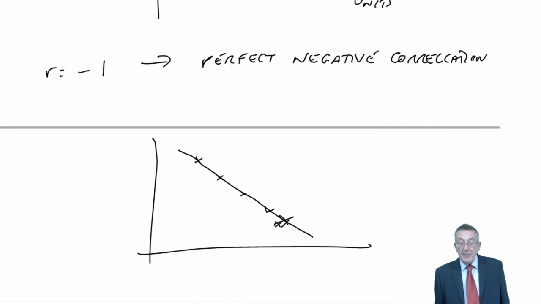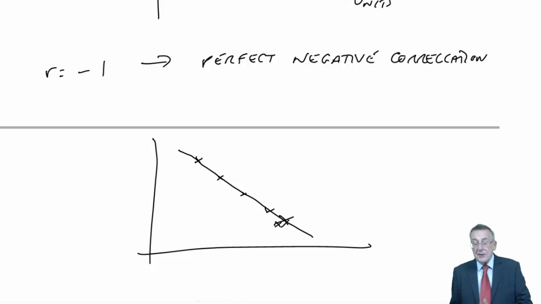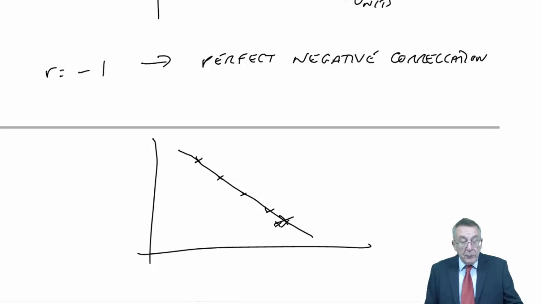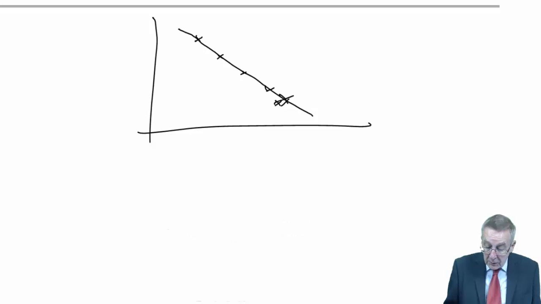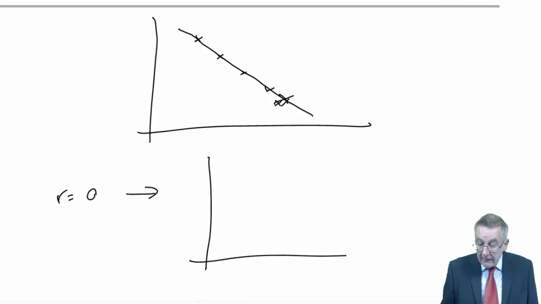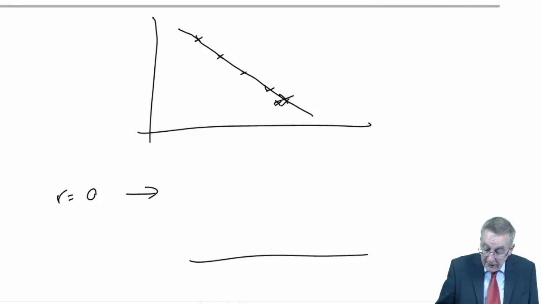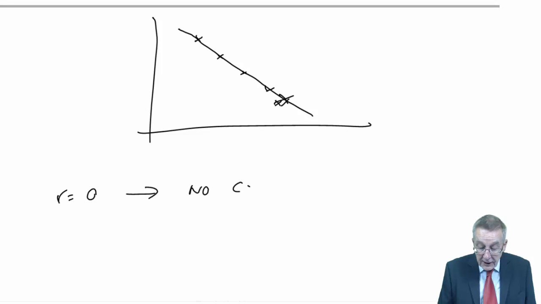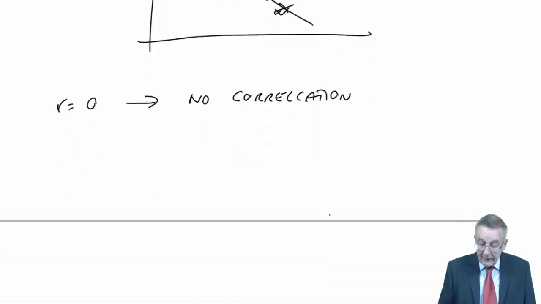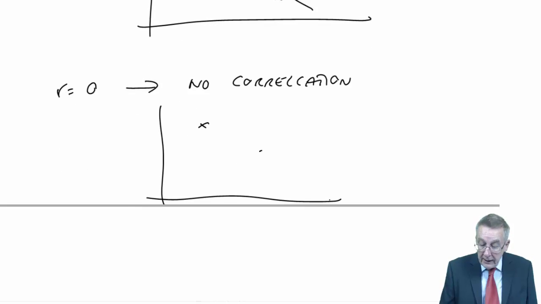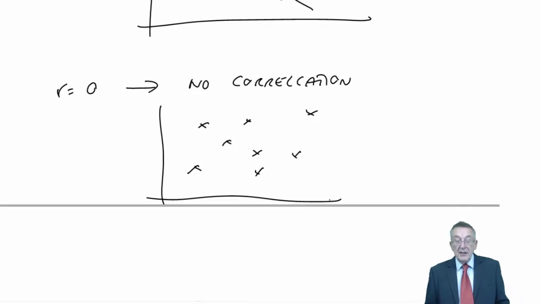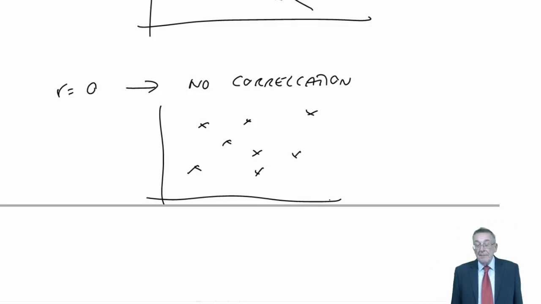I'll give you an example of that in a minute, but where one variable goes up, the other variable goes down. If we're in the middle, if we get R equals 0, sorry, I'm doing the graph first. That would mean there's no correlation at all. So if we drew them on a graph, the points are just sort of almost at random. There's no link between the two variables.